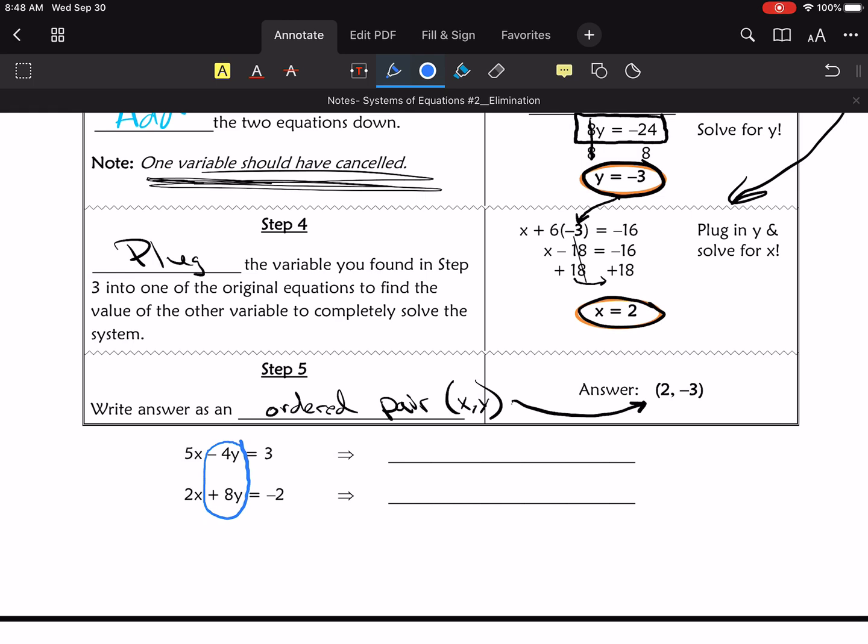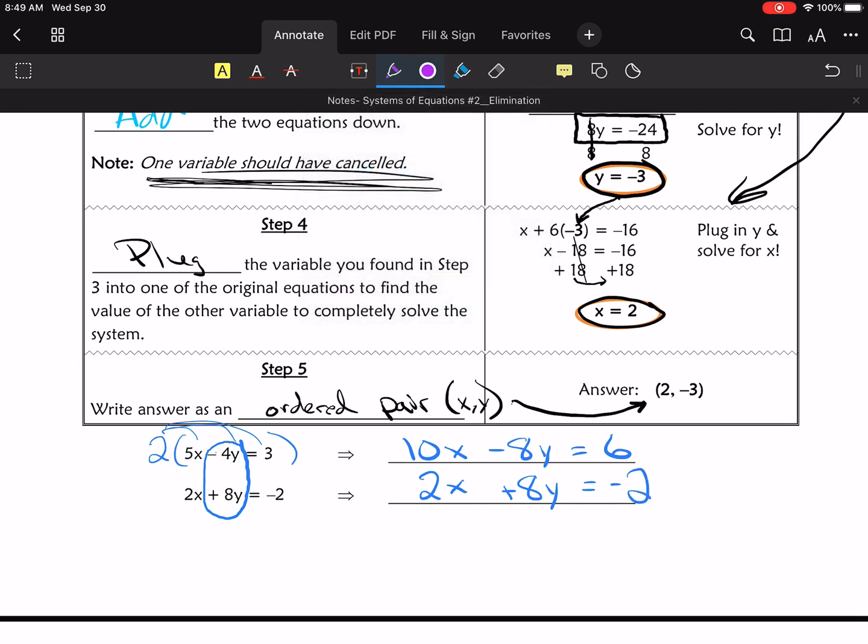So I want same number opposite signs. I've already got opposite signs on the y. Now I just need to make both of them 8. So I would multiply my top equation by 2. So multiplying everything on the top equation by 2, I would get 10x minus 8y equals 6. Now I didn't change the bottom equation, so I'm just going to rewrite it. 2x plus 8y equals -2.